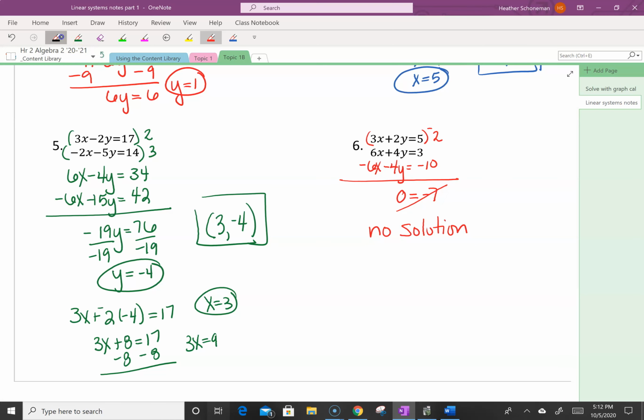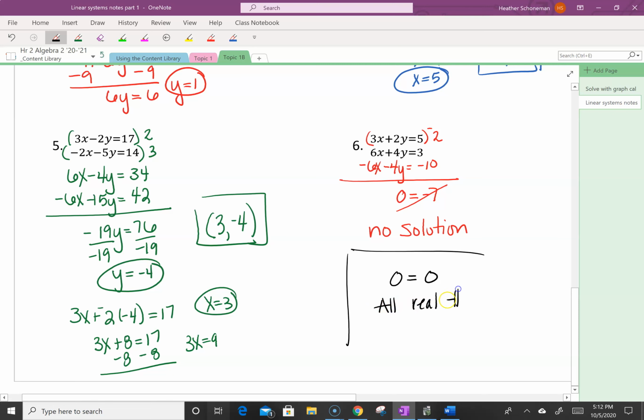Now, there is another situation that may come up. Same thing, but instead of getting 0 equals a number that isn't true, you might end up getting 0 equals 0, and in that case, it's all real numbers. That's it.